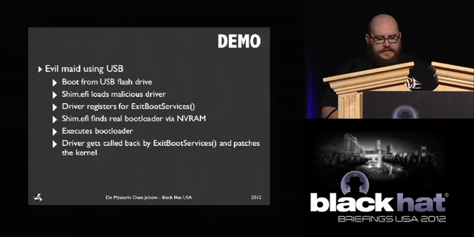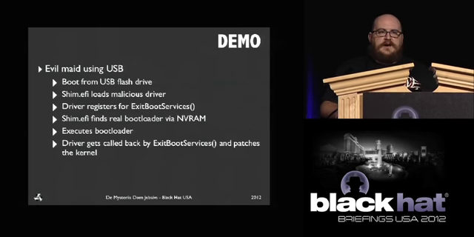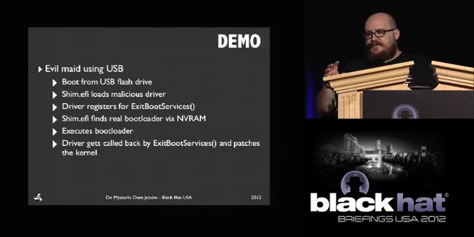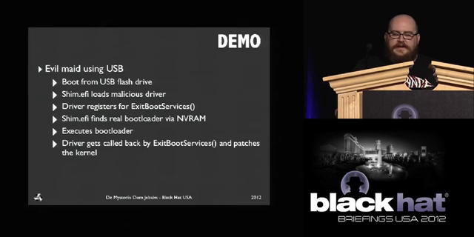I'll show you a quick demo of a basic evil maid attack using USB, without even writing anything down, just a once-off patching of the kernel. We boot from a USB flash drive which has a malicious shim bootloader on it. It loads a driver adjacent to it on the flash disk, then inspects the NVRAM to work out where the system should be booting from, locates that disk, finds the bootloader on that disk, and executes it. In the meantime, the driver is registered for an exit boot services callback, and when it gets called back into, it patches the kernel, as discussed before.